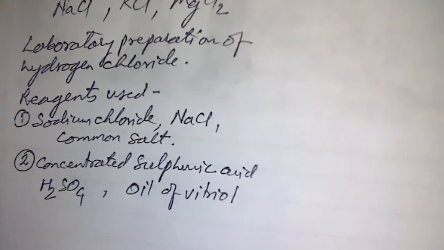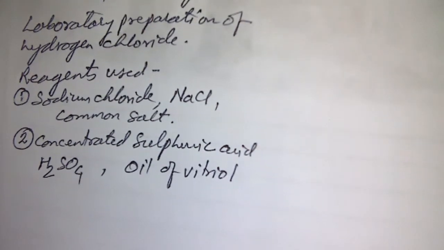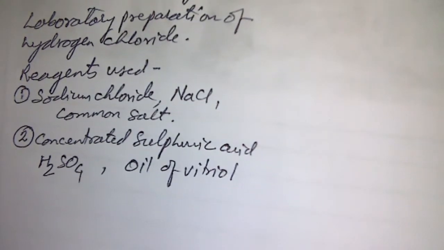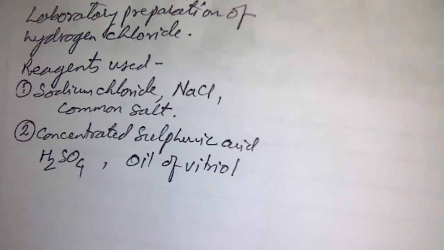Is it clear? So concentrated sulfuric acid. These two things we are going to use. So sodium chloride and concentrated sulfuric acid, these are the two things which we are going to use. Formulas, you learn them. These two we'll take in a round bottom flask, and then we'll heat these two. Clear? A particular reaction will take place.